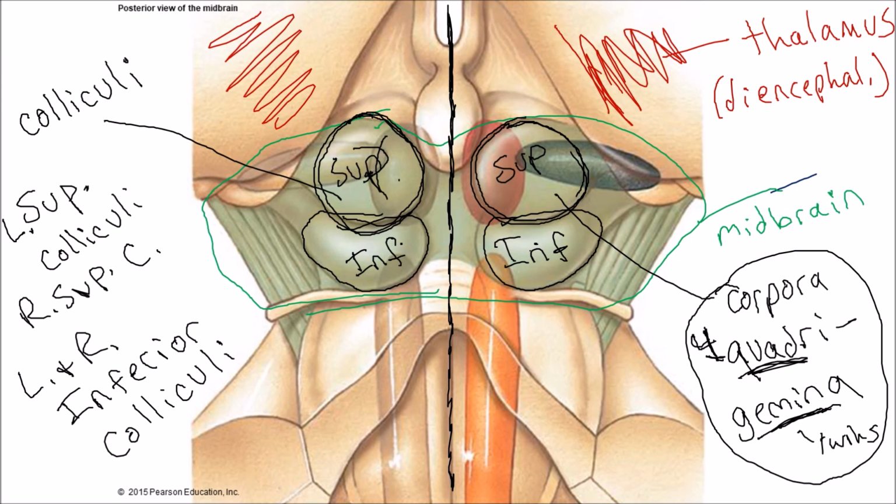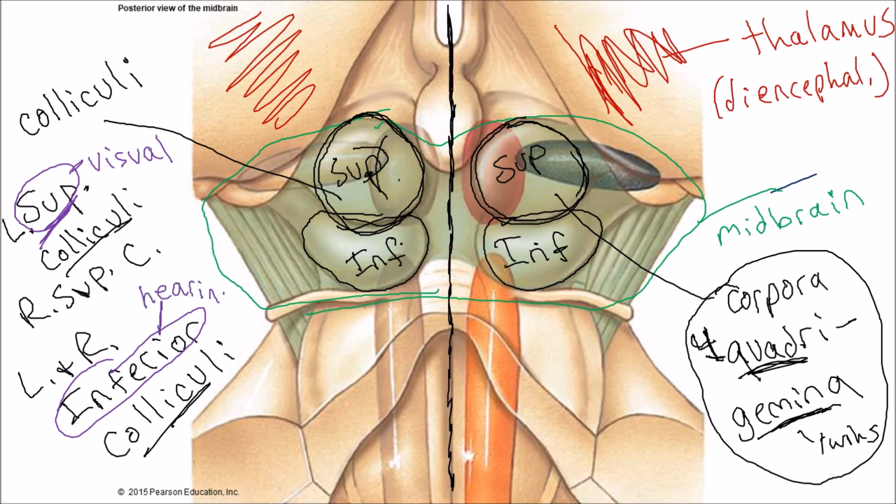And the colliculi have to do with your reflexes. So the superior is visual, and the inferior is your hearing. So these have to do with reflexes.